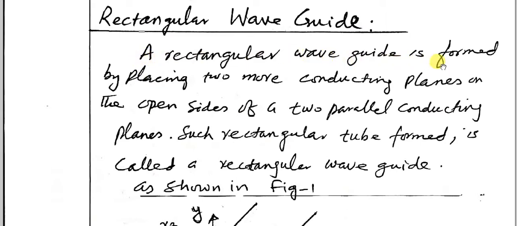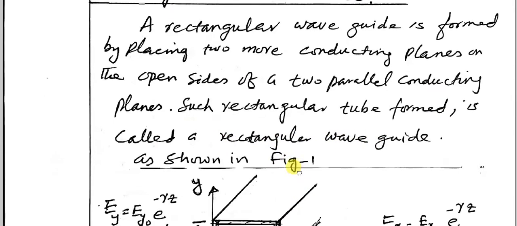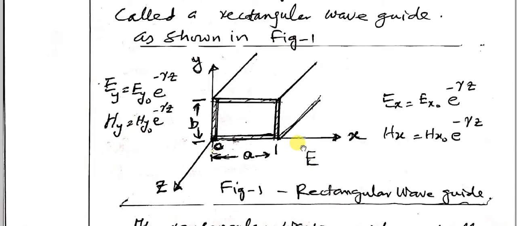A rectangular waveguide is formed by placing two more conducting planes on the open side of two parallel conducting planes. Such a rectangular tube is called a rectangular waveguide, as shown in figure 1. Last time we had the two conducting planes separated by A along the x-axis. Now we place two more conducting planes on the open ends.